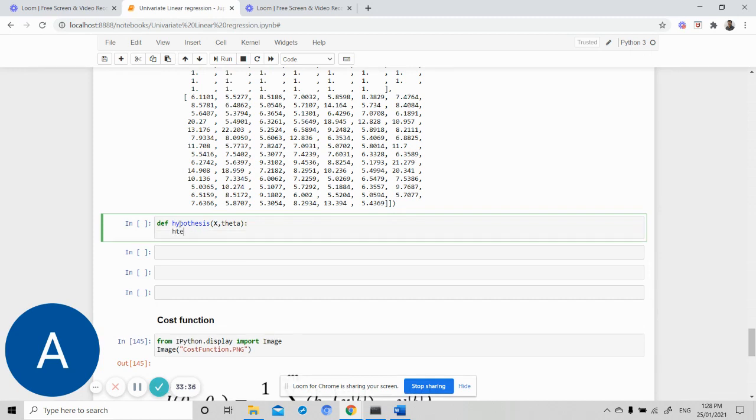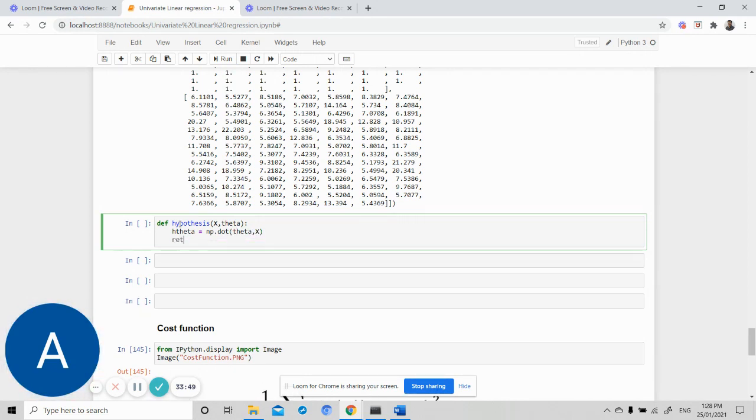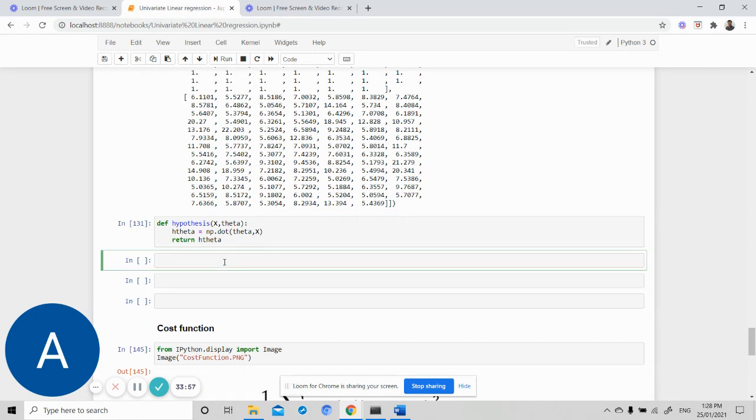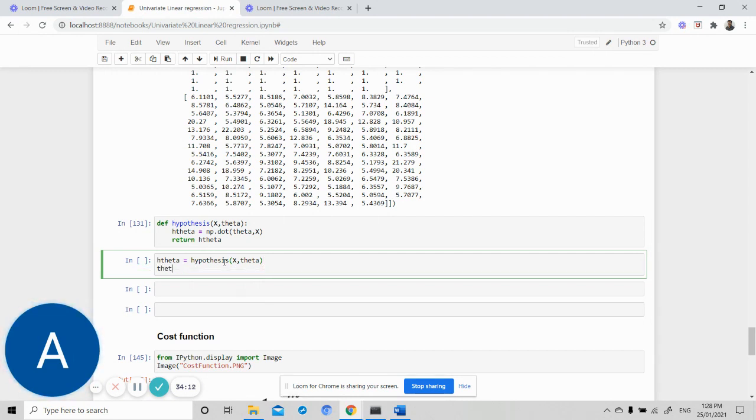Now let's write the hypothesis. The hypothesis of theta equals np dot, because this does matrix multiplication, theta comma x, and return h of theta. So h of theta equals hypothesis x comma theta.